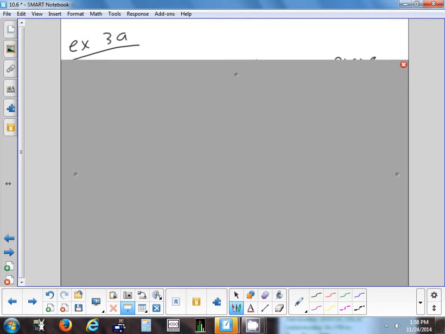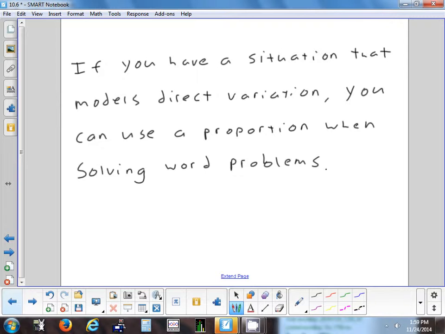The kind of problems we're going to look at are going to involve proportions. For that blank on the back side, it says blank can also be used to solve word problems with direct variation. Write proportions. How do you spell that? P-R-O-P-O-R-T-I-O-N-S. Spell it right.